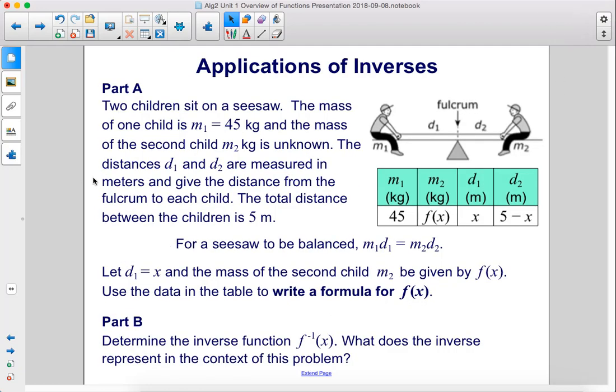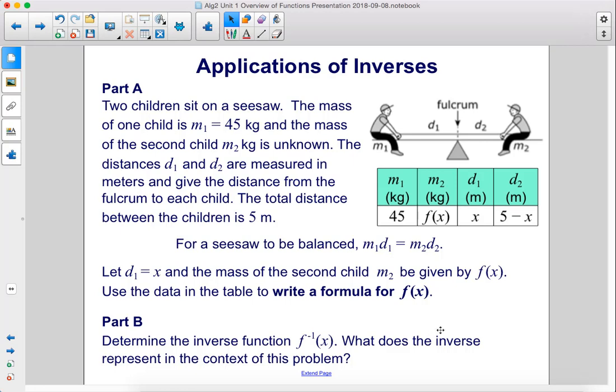Part A. Two children sit on a seesaw. The mass of one child is m1 equals 45 kilograms, and the mass of the second child is unknown. The distances d1 and d2 are measured in meters and give the distance from the fulcrum to each child. The total distance between the children is 5 meters. For a seesaw to be balanced, m1 d1 equals m2 d2. Let d1 equal x and the mass of the second child, m2, be given by f of x. Use the data in the table to write a formula for f of x.